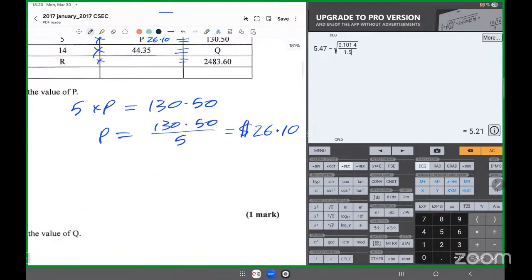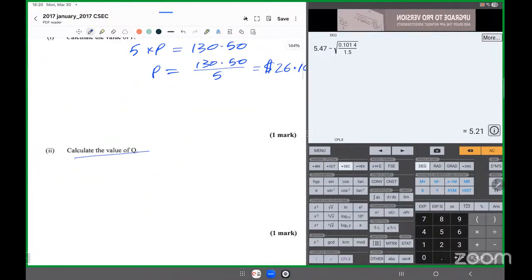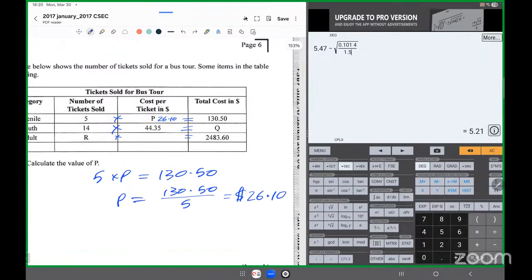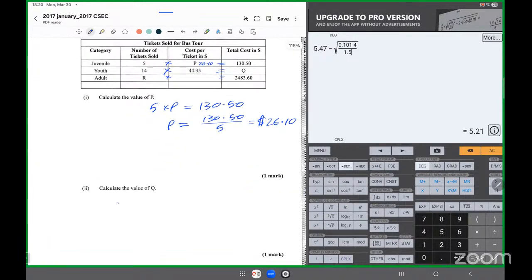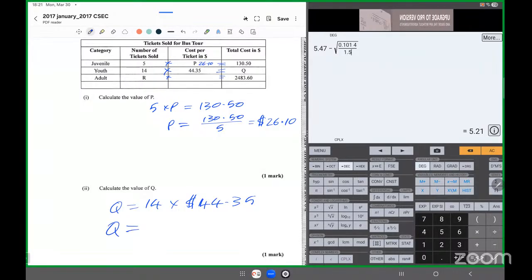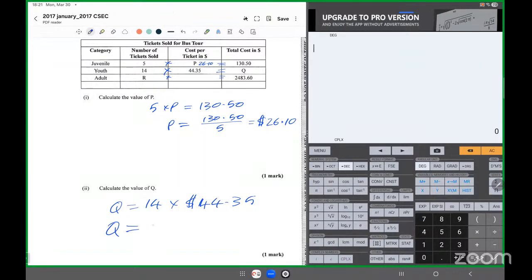All right. The next part now is the value of Q. So Q is I multiply 14 times, right? So Q is equal to 14 times 4435. How much? 190. All right, I trust you.